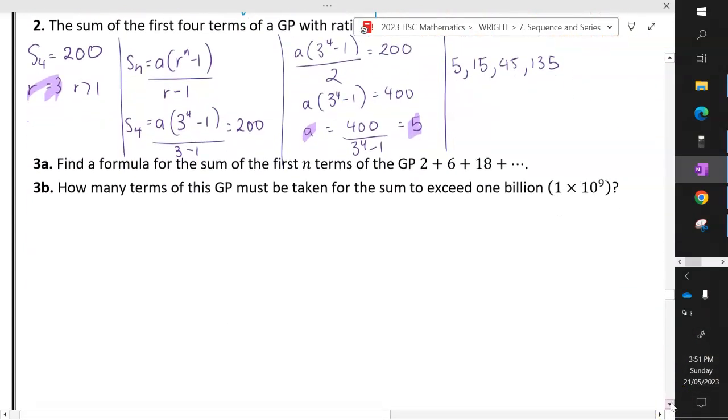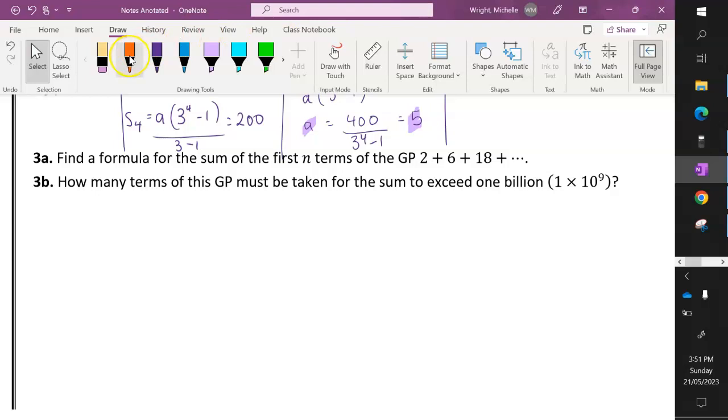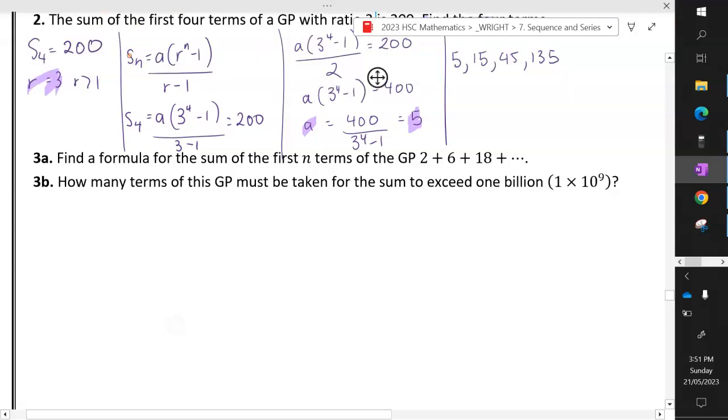Let's look at question 3a. It says find a formula for the sum of the first n terms of this GP. So with this one, we don't know how many terms we want to go to. We want a generic formula. So we know it's a GP, and we know that our first term is 2. And because they've told us that it is a GP, I don't need to test to find the common ratio. I can just pick out, for example, term 2 and term 1 and divide them and get 6 on 2 is 3, which would be the same as if I divided 18 by 6. I'd also be equal to 3.